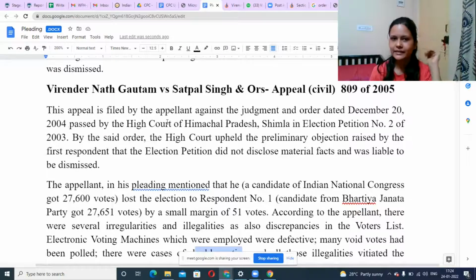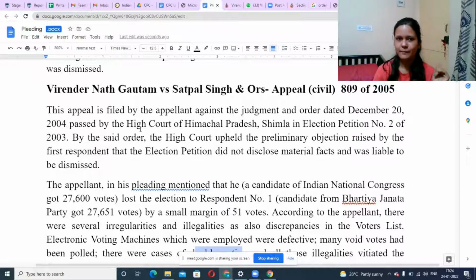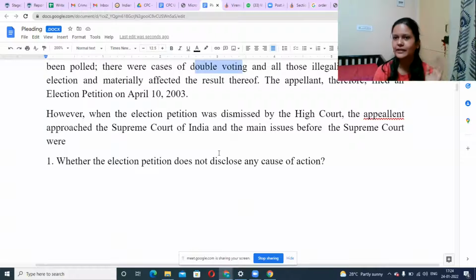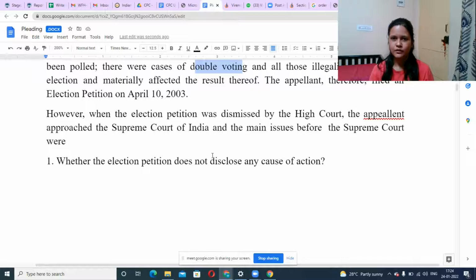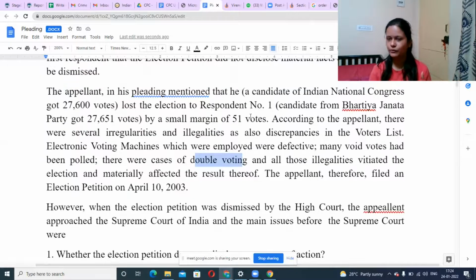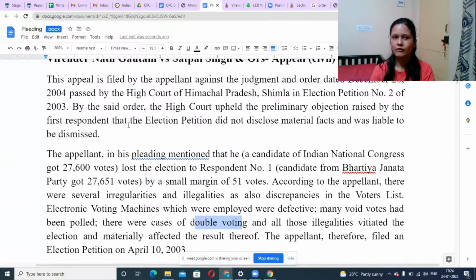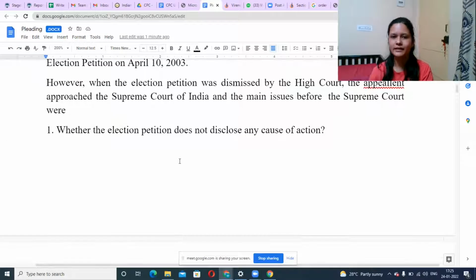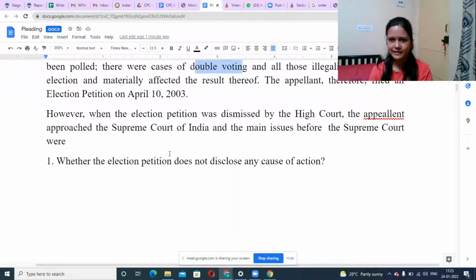But when seeing the plaint which was submitted, the High Court said that you have not provided the material facts. The necessary information is not there in the plaint which you have submitted, and that's why we are dismissing this petition. We are not hearing this matter. Just because you lost the election by 51 votes, that does not mean that there has to be recounting. So we are dismissing the case. Now, Virendranath Gautam was aggrieved by this decision of the Himachal Pradesh High Court, and he decided to go to the Supreme Court and file this appeal.